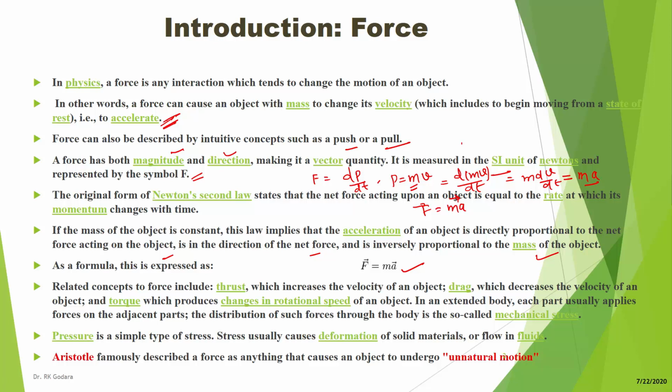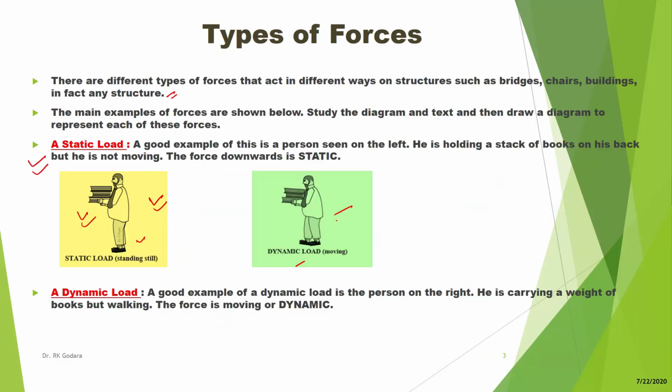In extended bodies, each part usually applies force on the adjacent part of that object, and the distribution of such forces through the body is called mechanical stress. Pressure is simply a type of stress, and stress usually causes the deformation of solid material and flow in fluids. Now the types of forces: on structures, different types of forces are acting, and the first can be the static force.